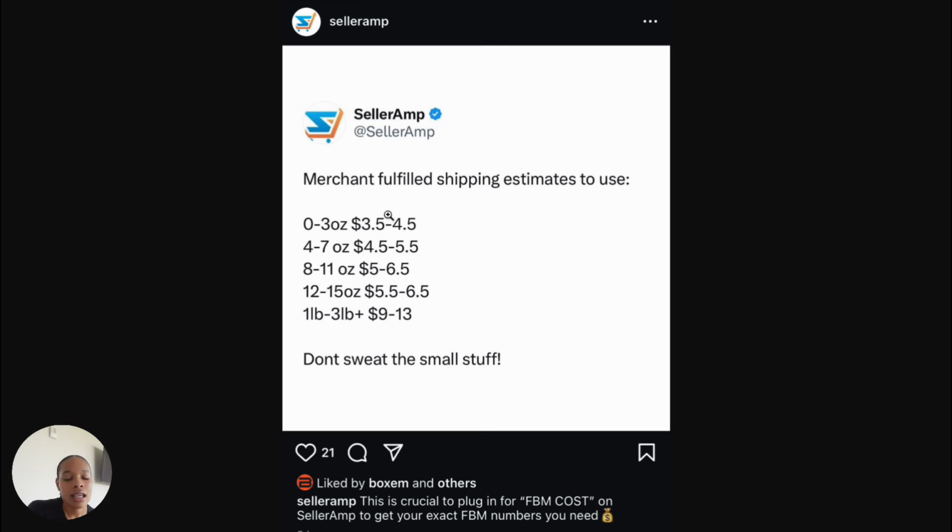So like I said, go ahead and screenshot this right now, so then you can keep this on your phone, on your notes or whatever. So then whenever you're sourcing and analyzing products for FBM, you can simply input your costs right then and there.